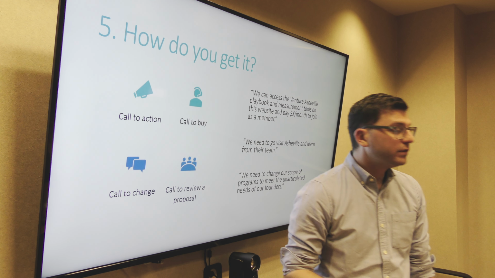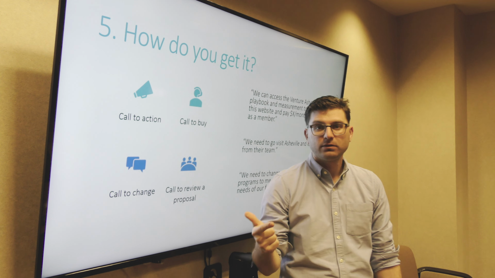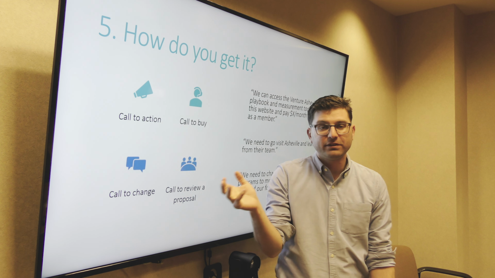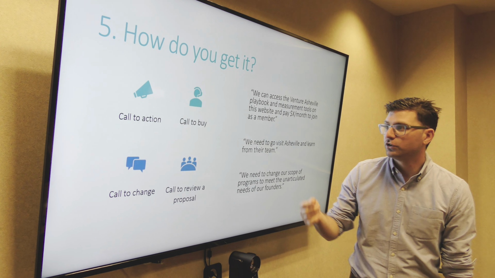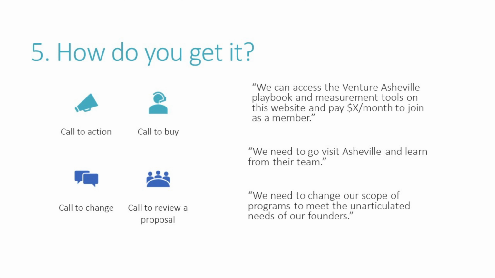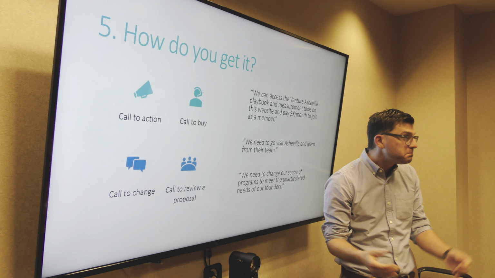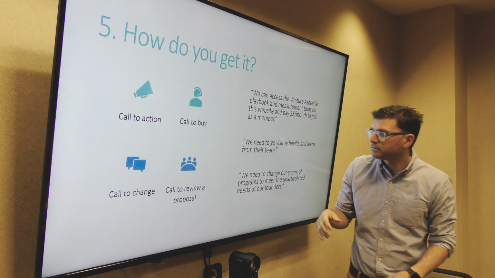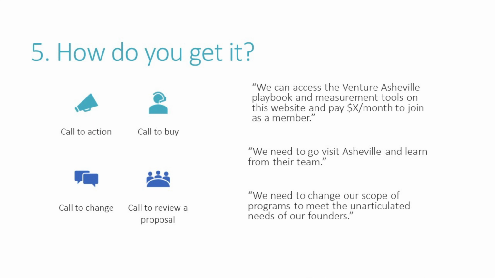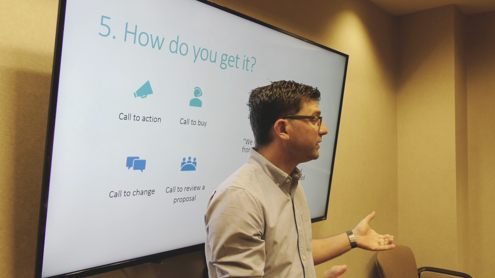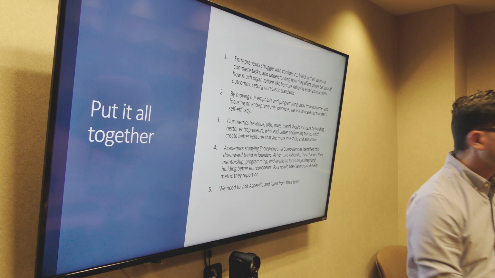So, you've looked at the enemy, found the promise, why it's good, why you should trust it. The last question, obviously, is how are you going to get it? This is your call to action, your call to buy, call to change, or call to review proposals. So examples are, we can access the Venture Asheville playbook and measurement tools on their website and pay X dollars a month to join as a member. Maybe that's what we have. Maybe we don't. Maybe someone says we need to visit Asheville and learn from their team. Or maybe it's we need to change our scope of programs to meet the articulated needs of our founders. Any of these could be good. It's up to you. What is your plan? What's your initiative?